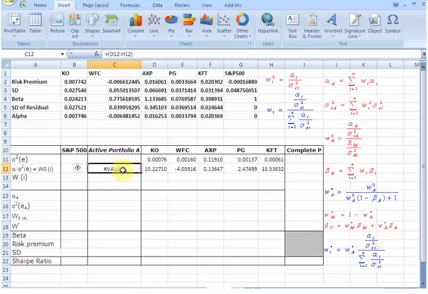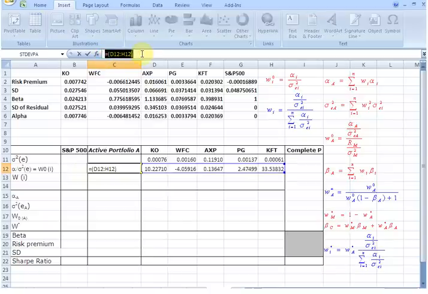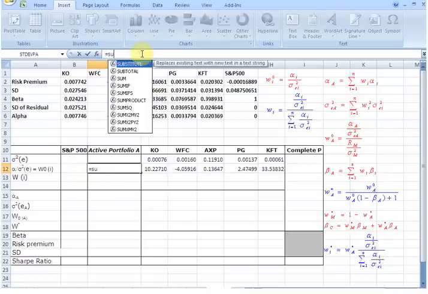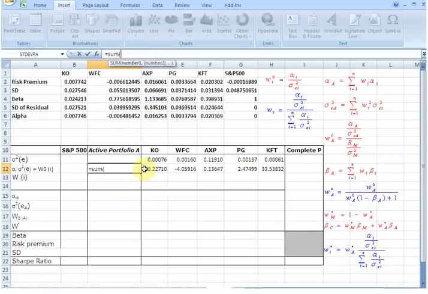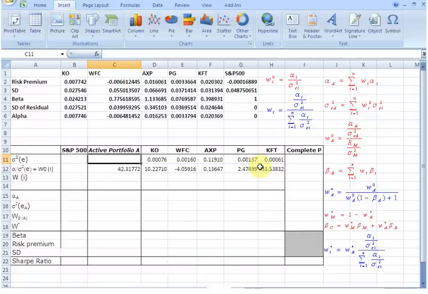Well, looks like there is some problem here. Let's do that again here because I forgot to write the sum. Sum of all these values. Alright, so now we are ready to find the final weights in the active portfolio for individual securities. Let's do that for Coca-Cola in this cell.